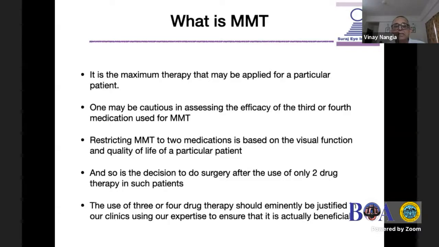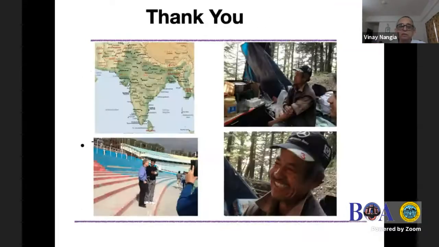It is the maximal therapy that may be applied for a particular patient. One may be cautious in assessing the efficacy of the 3rd or 4th medication. Restricting maximal medical therapy to 2 medications is based on visual function and quality of life of a particular patient, and so is the decision to do surgery after the use of only 2 drug therapy in such patients. The use of 3 or 4 drug therapy should be eminently justified in our clinics, using our experience to ensure that it is actually beneficial.